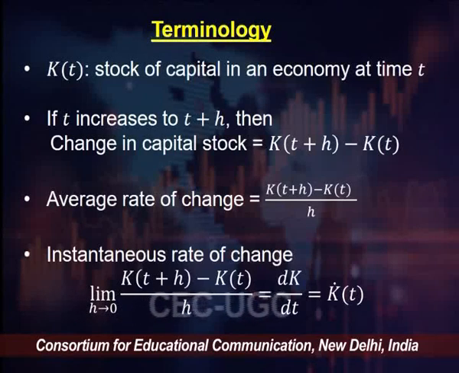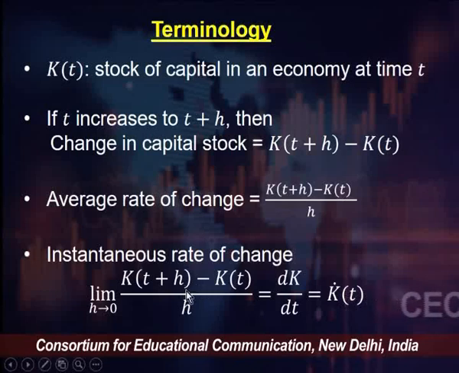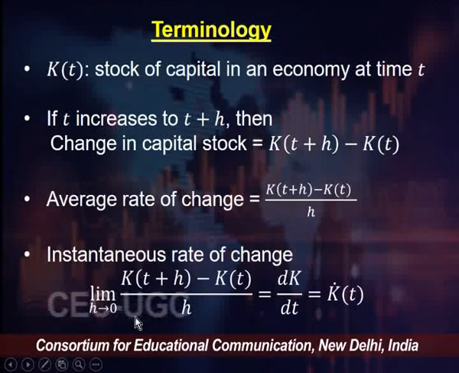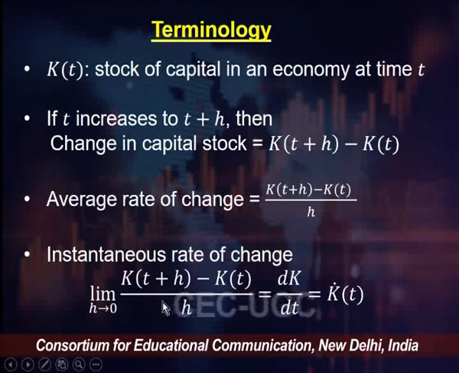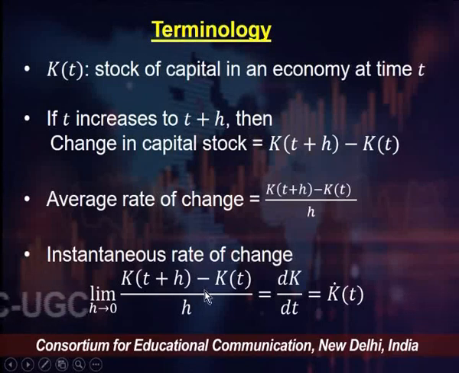The instantaneous rate of change, which is nothing but our derivative, is the limit as h tends to 0 of K of t plus h minus K of t, the capital stock at t plus h minus the capital stock at time period t, divided by h.